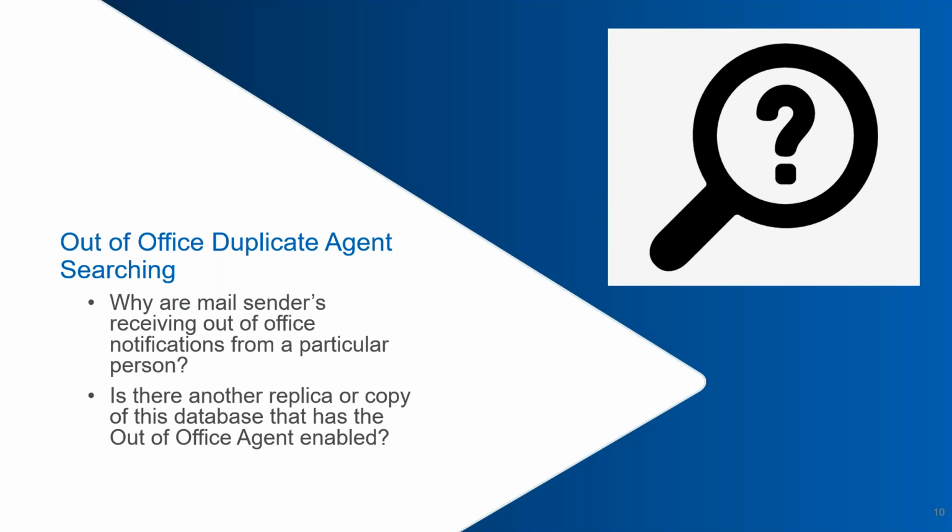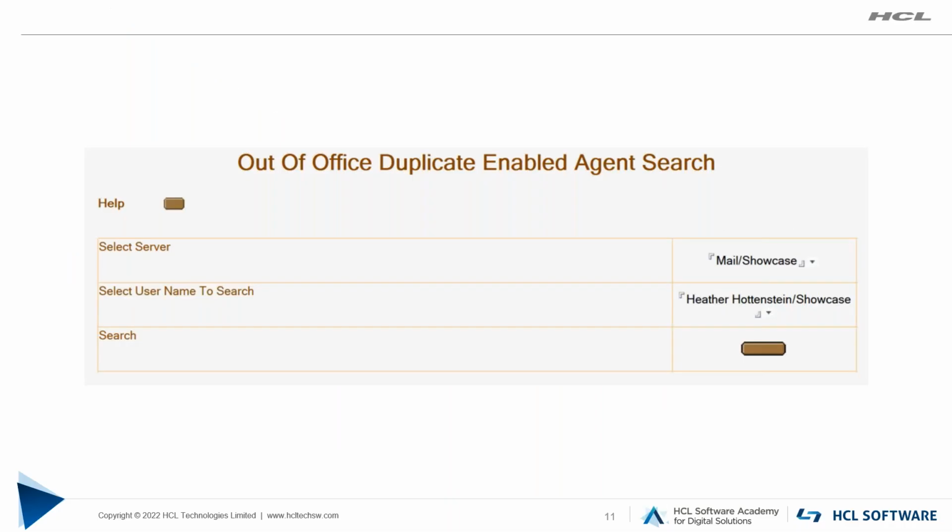It's possible that there is a replica or a copy of their mail database that is in a different folder structure under the data folder that actually has the out-of-office agent enabled. So the out-of-office duplicate enabled agent search will go against a single mail file or user that you specify, and it will look for any mail database that has an out-of-office agent enabled for that particular user.